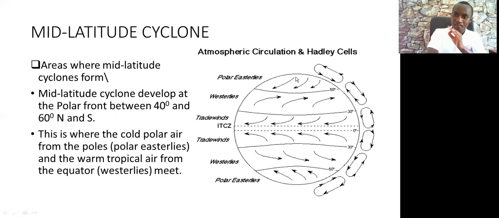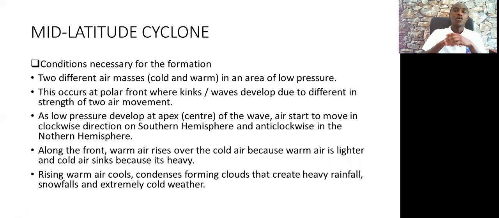So remember, the direction of the wind is given by where it is coming from. So here we call them easterlies. And here we have warm westerlies, coming from the west to the east. Now, when these two meet, that is how our mid-latitude cyclones form. Okay, now, conditions necessary for the formation.